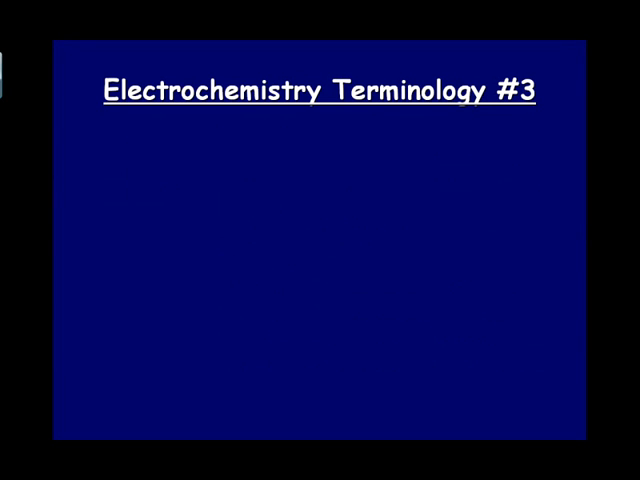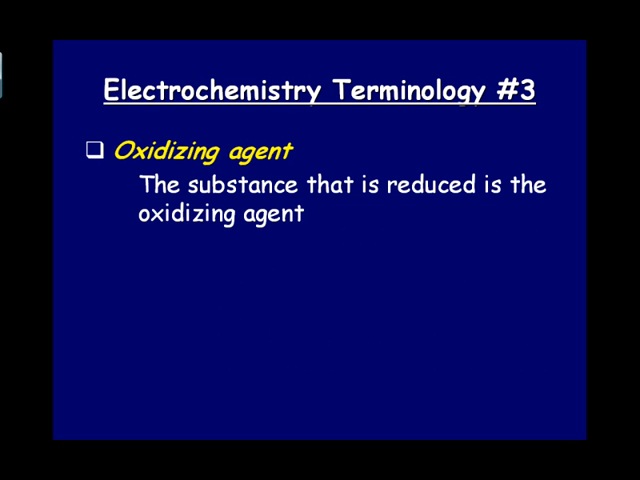Now, in addition, we also need to take a look at 2 other terms dealing with oxidation and reduction. The first term is oxidizing agent. Now, agent implies that that person is going out and doing something, and oxidizing is what that agent is doing. So an oxidizing agent is actually the substance that's reduced, because in getting reduced, that substance then oxidizes something else.